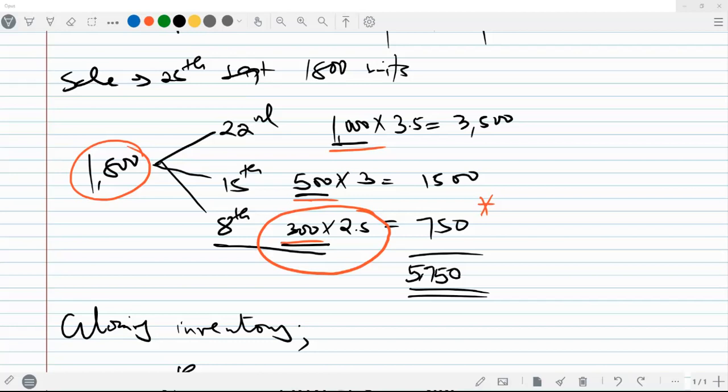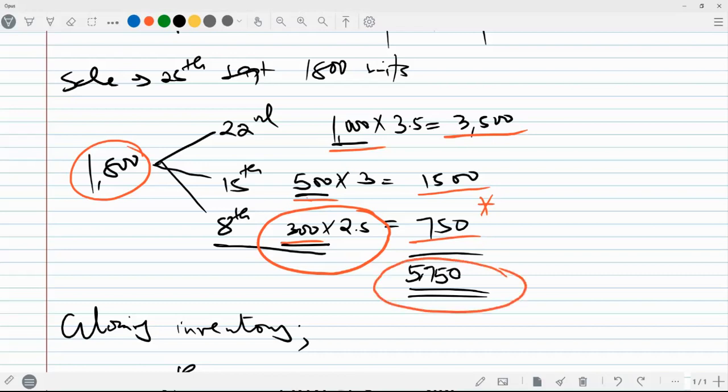8th September, yes. 300, therefore, times the value of the item as per the 8th September, which was 2.5. On 15th, the value per item was 3, isn't it? Yeah. So you just multiply 1,000 times 3.5, that's 500. 500 times 3, 1,500. 300 times 2.5, we get 750, okay? Therefore, the value of the items we have sold on 25th of September, this cost was 57.50.